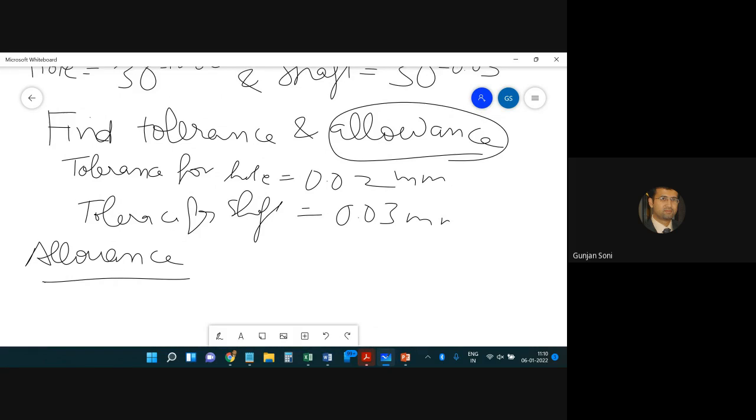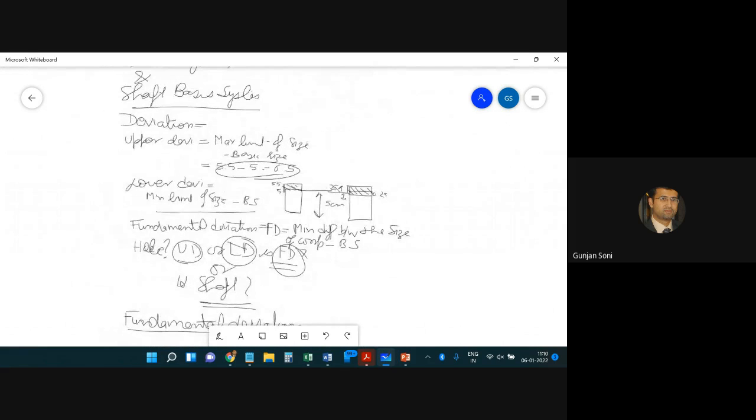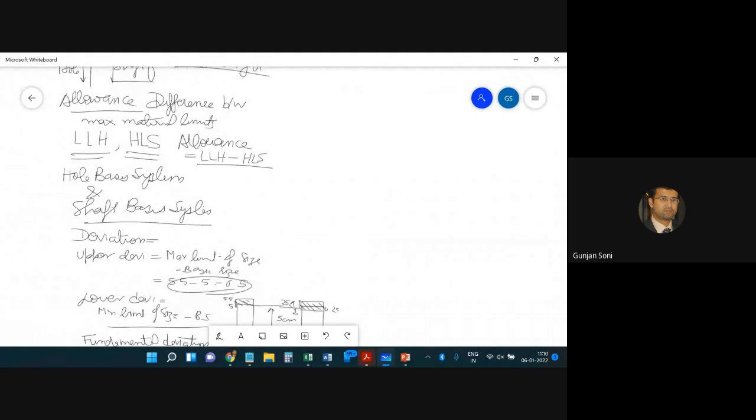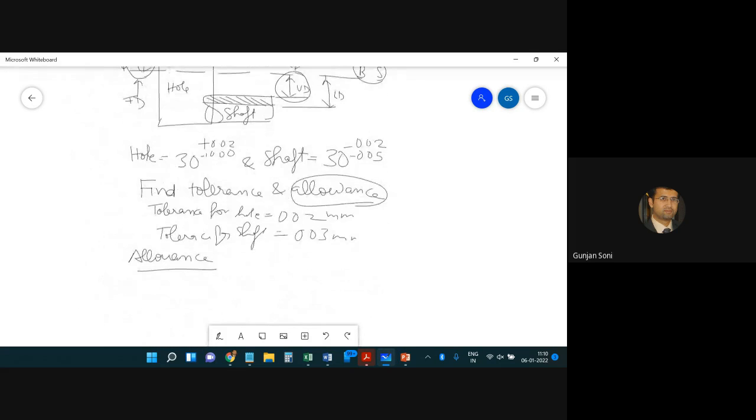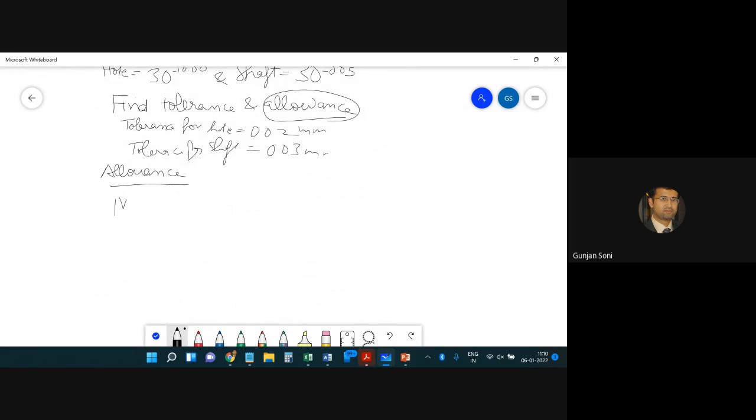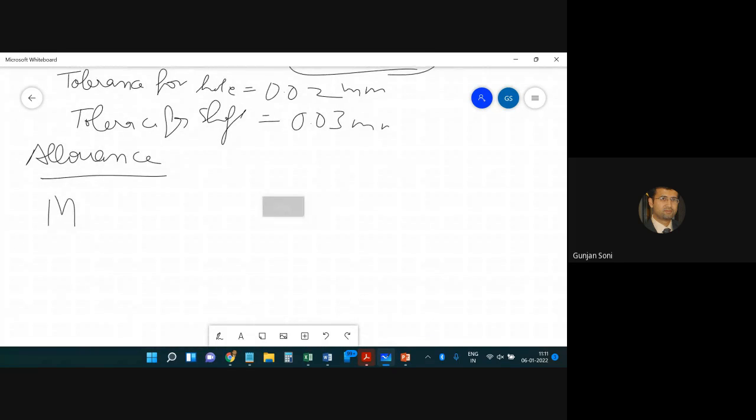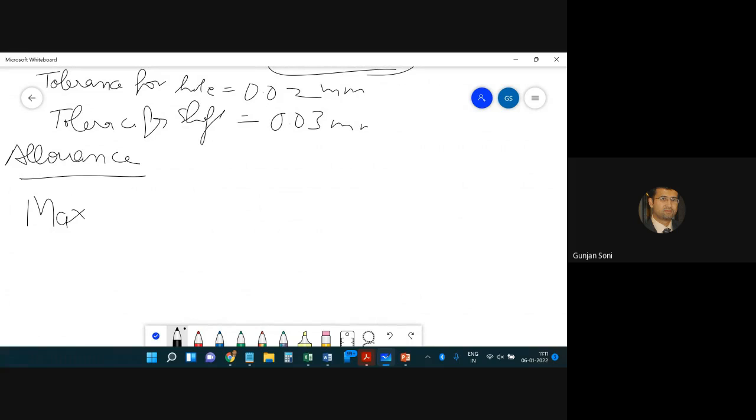I'll do a recap where we had found out what is allowance. Yesterday I told you. Here we have found out allowance. You can say it's the maximum metal condition of hole minus maximum metal condition of shaft. So we can write it over here. It is maximum metal condition for hole minus maximum metal condition for shaft.